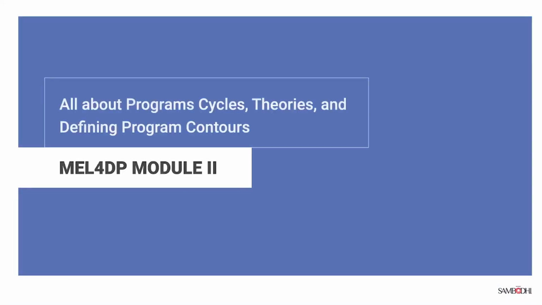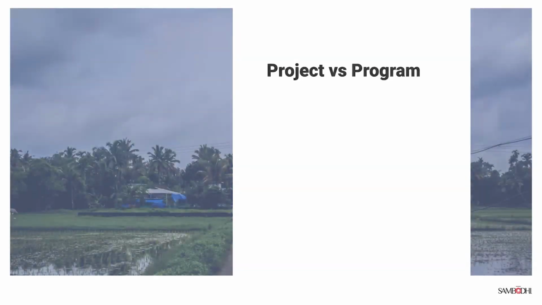In our last video, we talked about what MEL means in a broader sense, its history, and its place in the world. Now, it's time to move on to the second module, which is about program cycles, theories, and defining program contours. Let's get started by understanding what a program and project is.